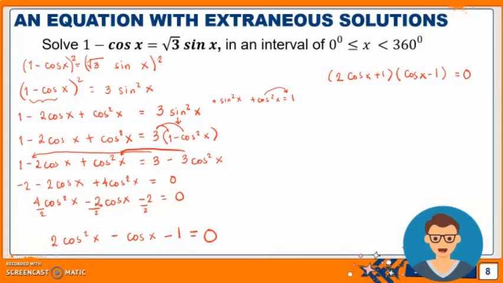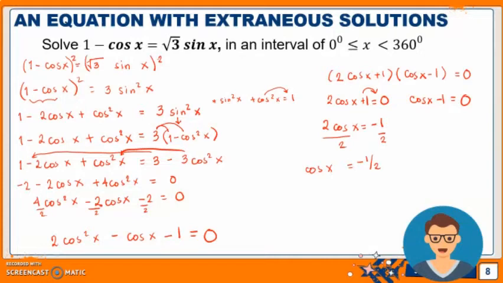And then apply the zero product property, which is 2 cosine x plus 1 is equal to 0, and cosine x minus 1 is equal to 0 as well. And then solve. Transpose positive 1 to the other side. So that's 2 cosine x is equal to negative 1. Divide both sides by 2. So cosine x is equal to negative 1/2.